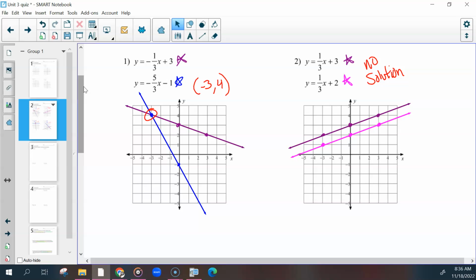Questions on either of those two? So if you did not have those before, make sure you fix them. That way you know what mistakes to not make on the test.